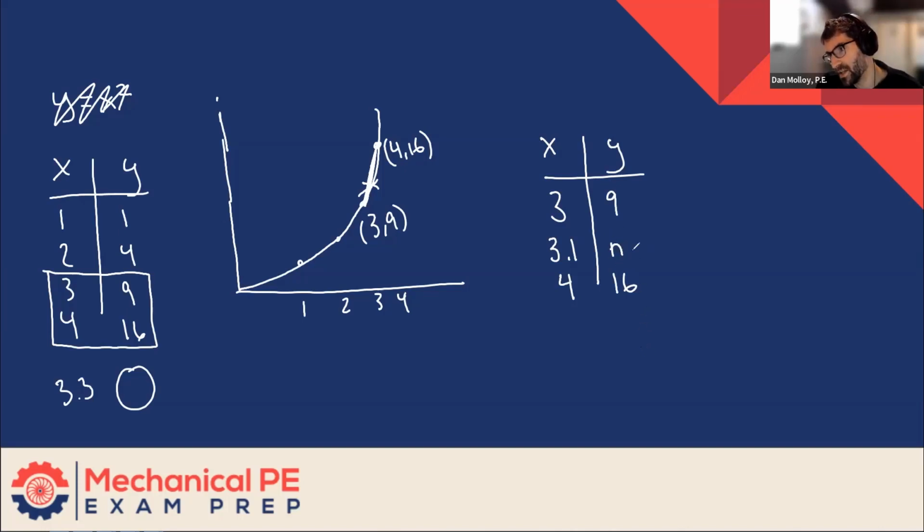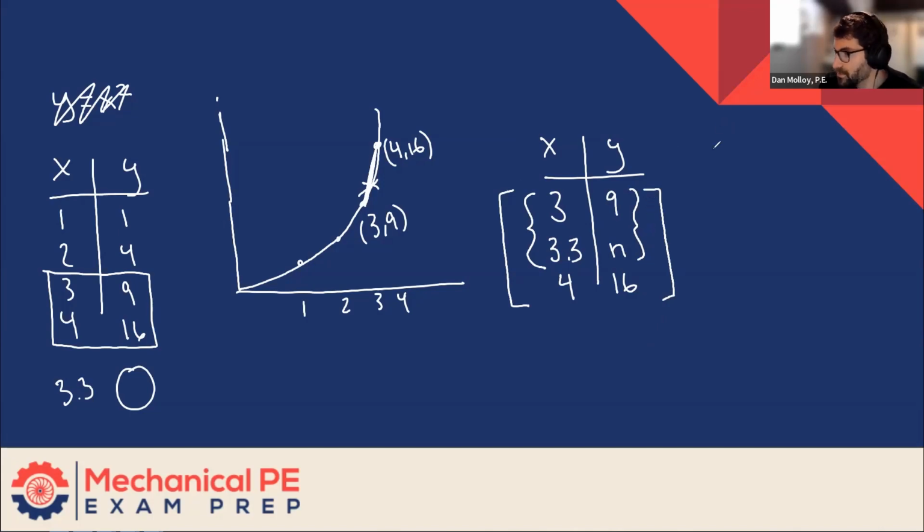So what's going to be the value of n? I want to do 3.3, not 3.1. So now how do you set this up? Well, it's basically a ratio. It's the difference between these two as compared to the total difference for the x values equals the difference between these two as compared to the total difference for the y values.